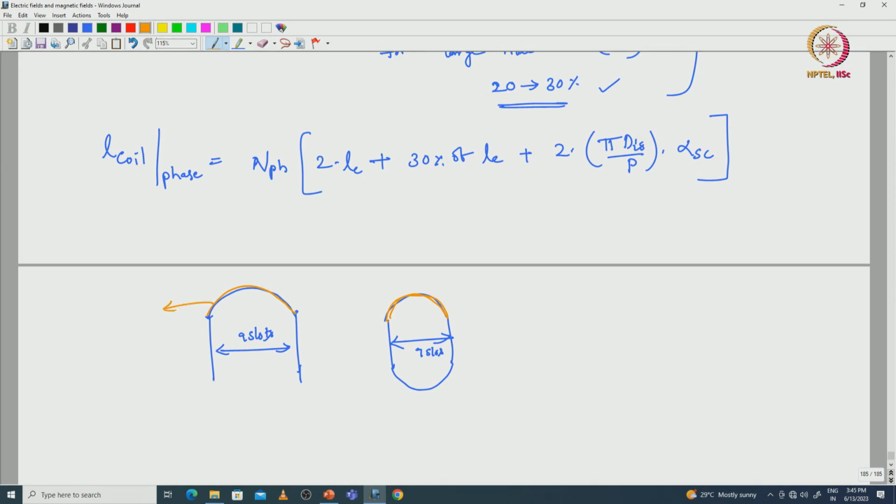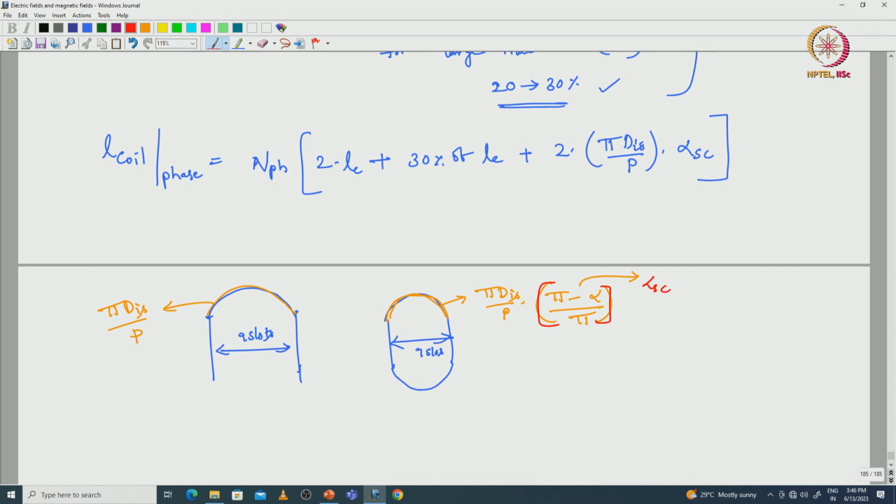Here arc length is pi D_is by p, that is the pole pitch in mm. Pi D_is by p into how many number of slots we are short pitching, depends upon that we have to select the short pitch factor. Let us say if we are short pitching by an angle alpha, then (pi minus alpha) by pi is the short pitch factor. This one is nothing but the short pitch factor.